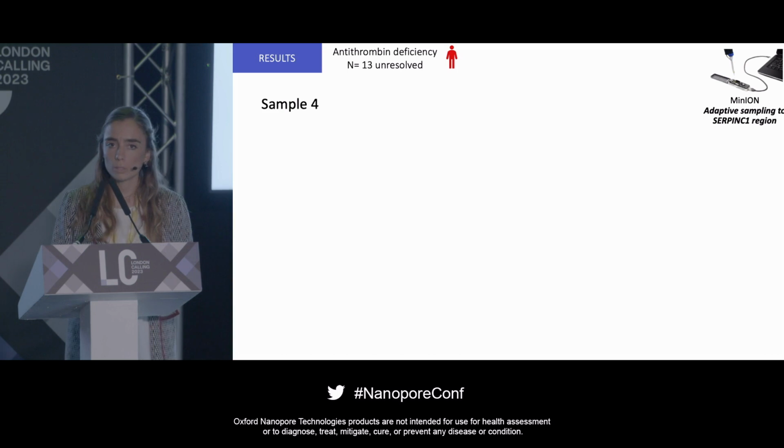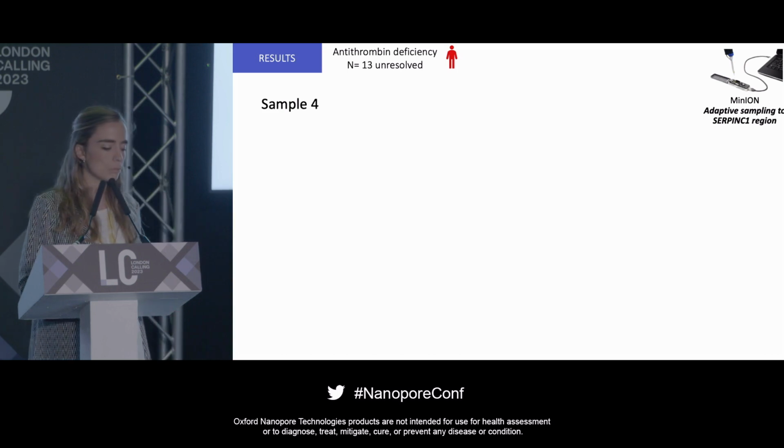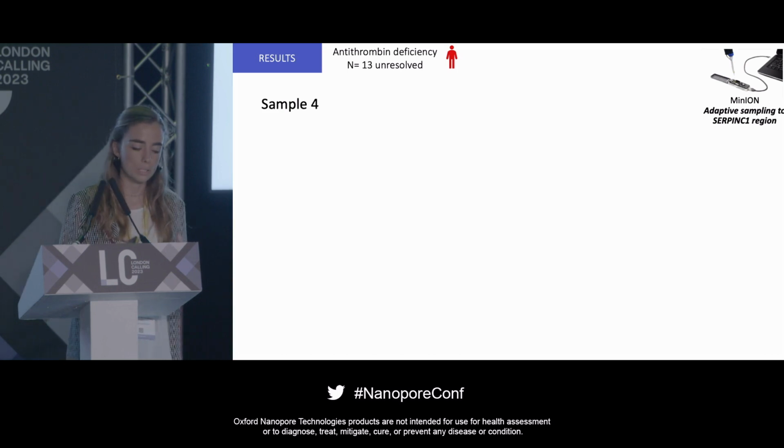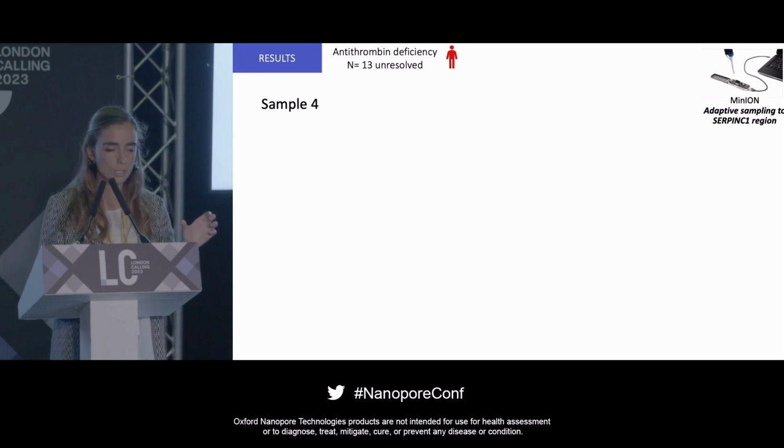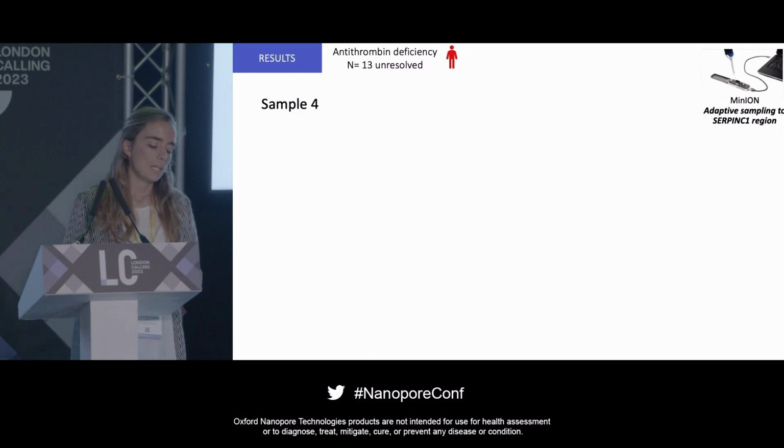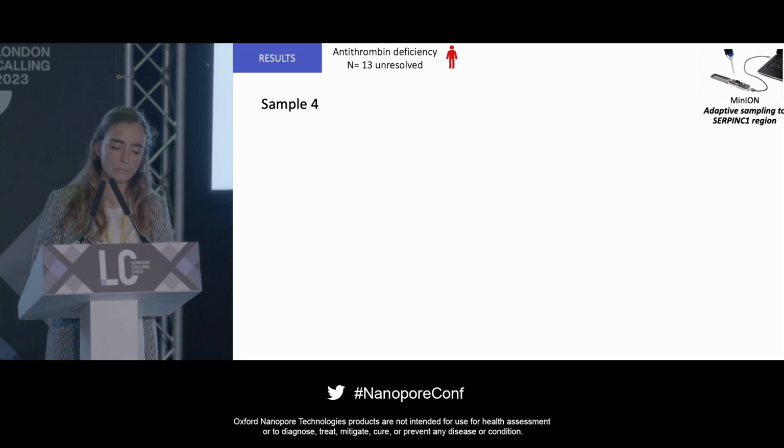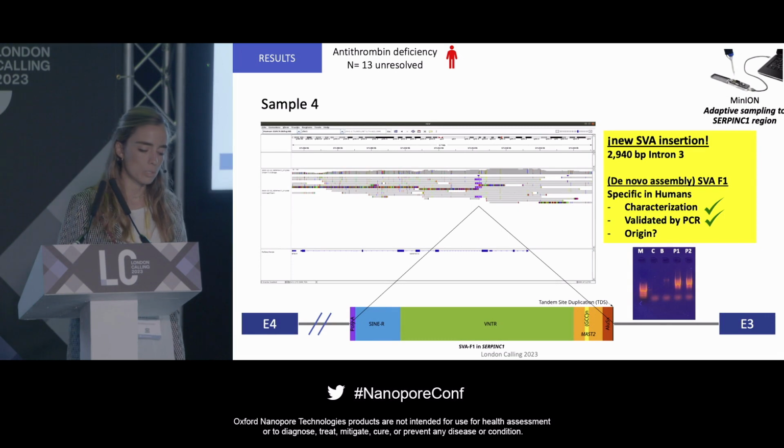So the next sample resolved by nanopore sequencing was sequenced in the MinION device, enriching the region of serpinC1, 3 megabases of the genome in this region. By this strategy, we found another retrotransposon. In this case, it was inserted in intron 3. It was a 2.9 kilobase SVA element.